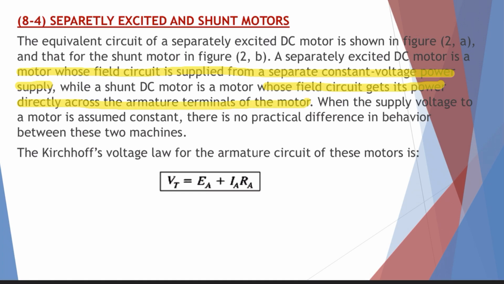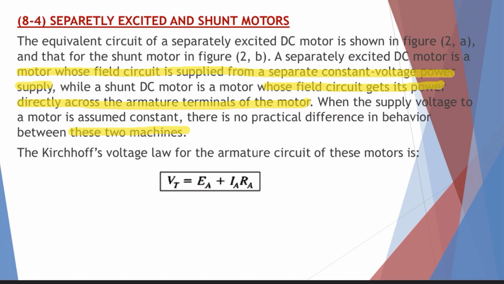When the supply voltage to a motor is assumed constant, there is no practical difference in behavior between these two machines. This is why we put the two types here in one section. Okay, there will be no difference, because the supply voltage is assumed constant.